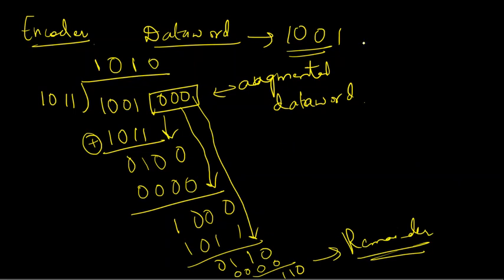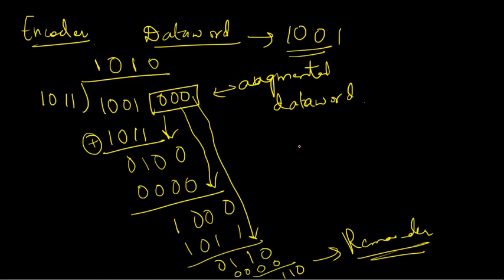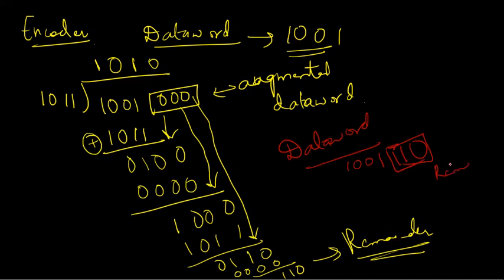Okay. Now once we have got this as the remainder, we add it to the data word. So this is our data word. Let me write it. To the data word 1001, we have to add the remainder, which is 110. So this is our remainder, and this is the data word. Now this will be sent to the receiver.